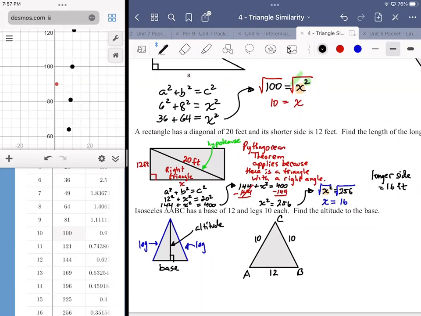All right. So what we need to do is figure out the length of the altitude. So again, I could drop that vertical, forming a right angle. I need to determine this.